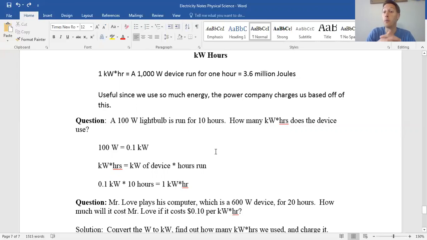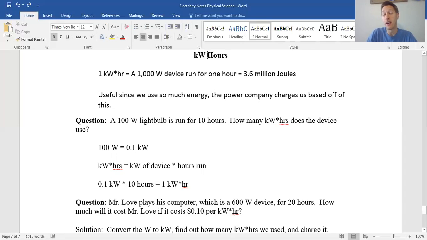We use the kilowatt hour. A kilowatt hour, for consumers, is kilowatts times hours, which equals how many kilowatt hours you're using. 1 kilowatt hour is if you had a 1 kilowatt device, a 1,000 watt device, run for 1 hour. In terms of joules, it's 3.6 million joules of energy. But the kilowatt hour is straightforward.